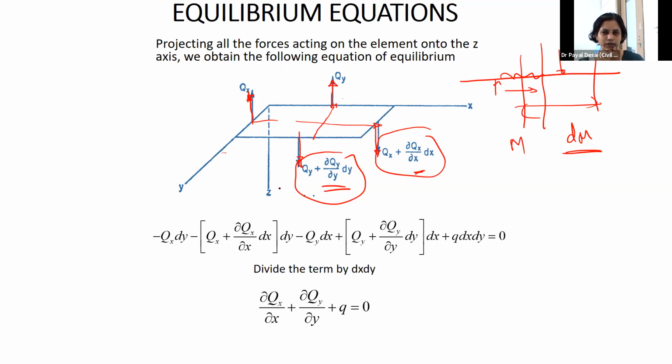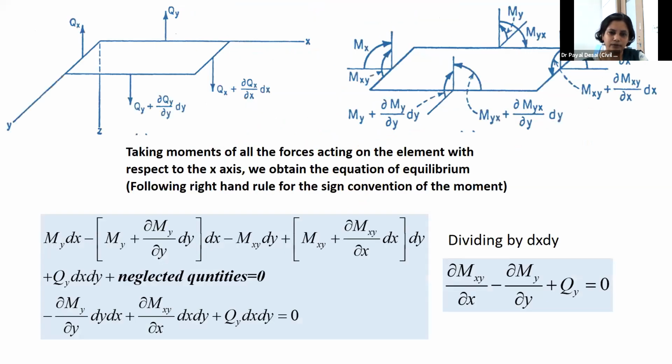And simply you are projecting all the forces in the z direction, you multiply that with the differential length because it's per unit length you are getting. So I can take, according to positive and negative sign, these equations, and get one equilibrium equation from this. Similarly, I take the moment equilibrium equations.